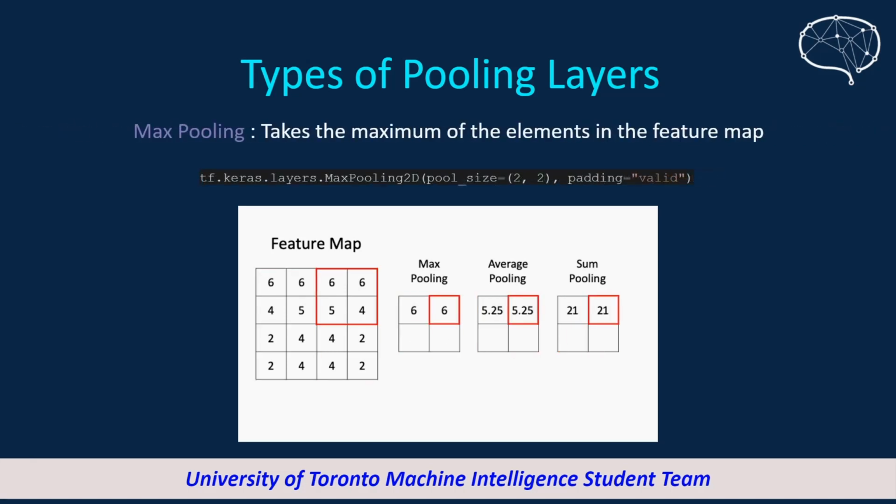Max pooling takes the maximum of the elements in the feature map and replaces it in the resultant matrix. Again, it can also be implemented in Keras using the following line of Python code.